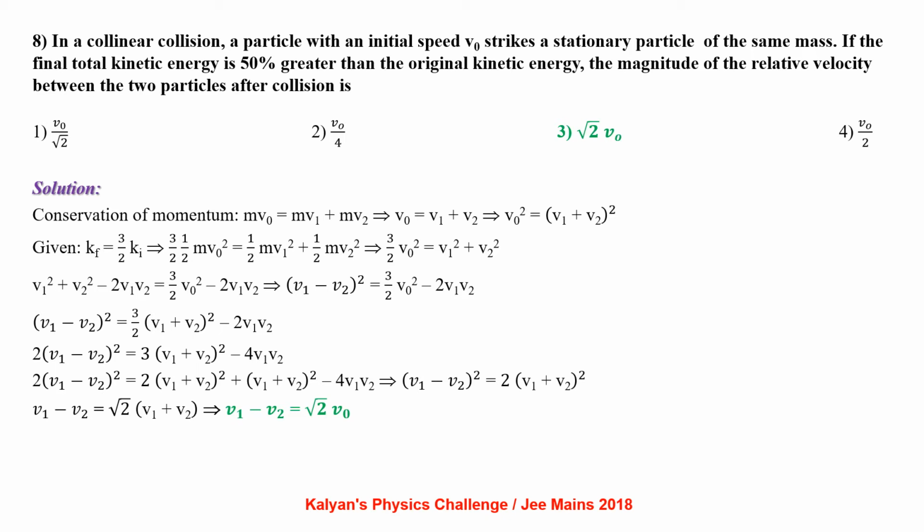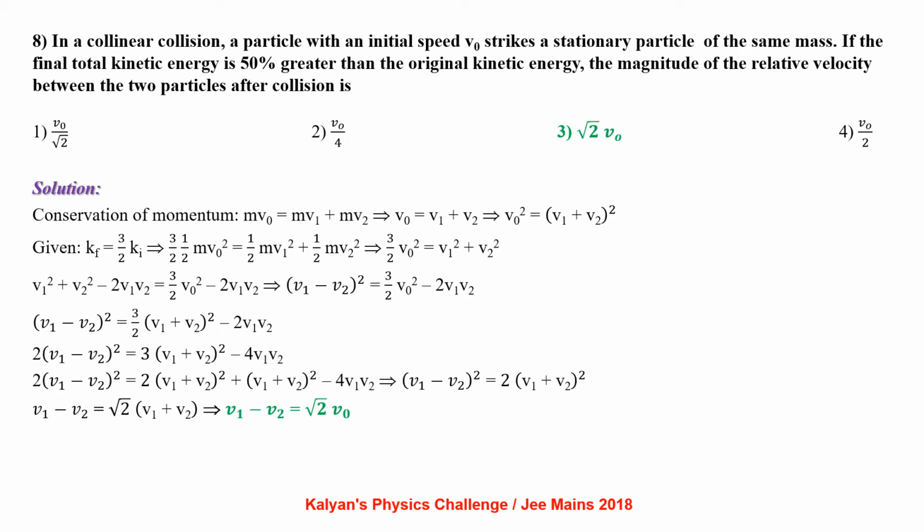Applying conservation of linear momentum, m v0 equal to m v1 plus m v2, that gives us v0 equal to v1 plus v2. Squaring on both sides, v0 square equal to (v1 plus v2) whole square. Given final kinetic energy is 3 by 2 times initial kinetic energy, so 3 by 2 times half m v0 square equal to half m v1 square plus half m v2 square, which gives us 3 by 2 v0 square equal to v1 square plus v2 square.